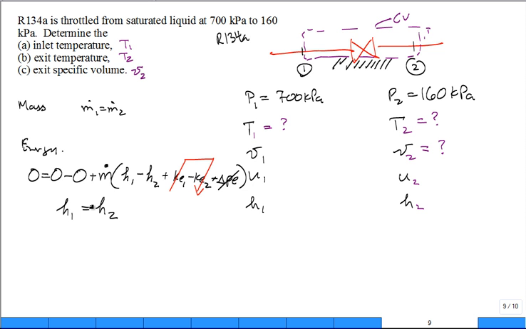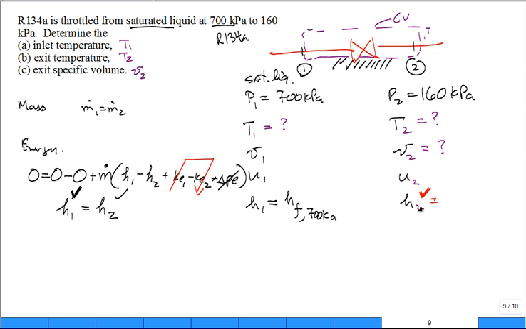Let's do this. Look again. It was saturated liquid coming in at 700 kPa. Can I get h1? And h1 is equal to h_f at 700 kPa, true? All right. Once I have h1, can I get h2? The conservation of energy said it's isenthalpic. h2 is h1.